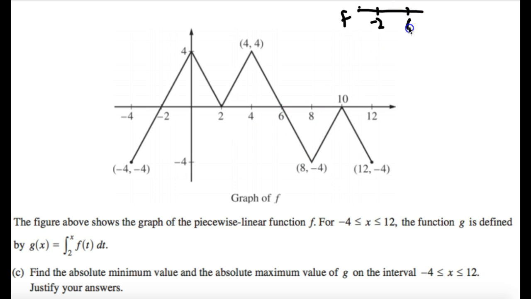Right? We were already able to say that we know that 2 and 10 are not critical points because the sign of f does not change. So here we are negative, then positive, then negative. Right? So my critical points are -2 and 6, and then my end points are -4 and 12. So I want to evaluate all of those things.